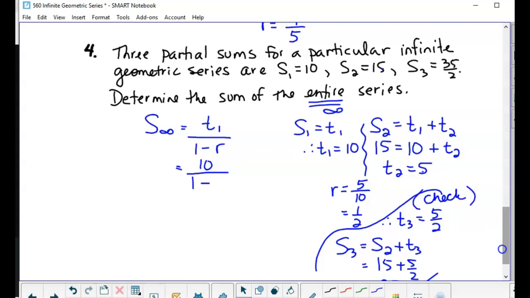Once you found, you're told it's geometric, so once you found the first and second term, you can find your common ratio. If the ratio was going to change, it wouldn't be geometric. So you've already been given part of that information. You don't have to check all the terms. So now our common ratio is 1/2. So that would be 10 over 1 minus 1/2, which is 1/2. So that would be 20.